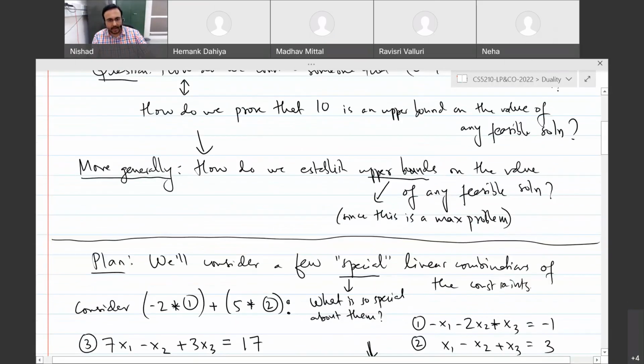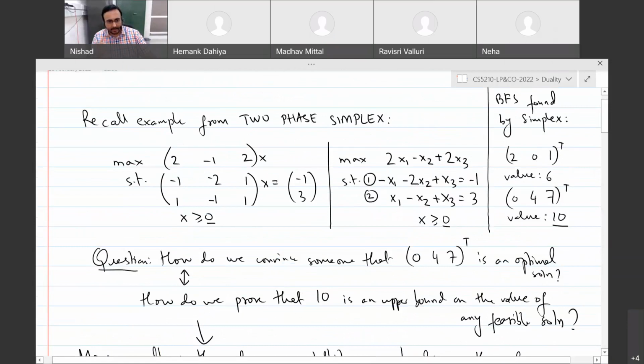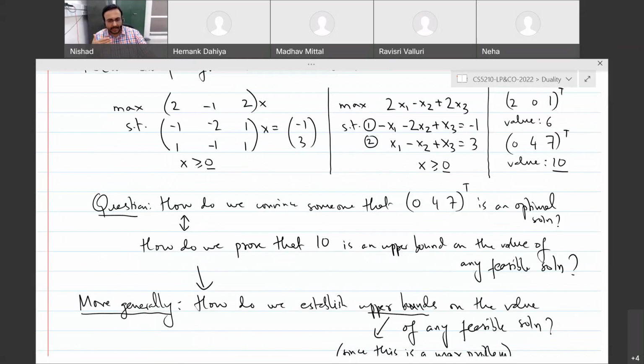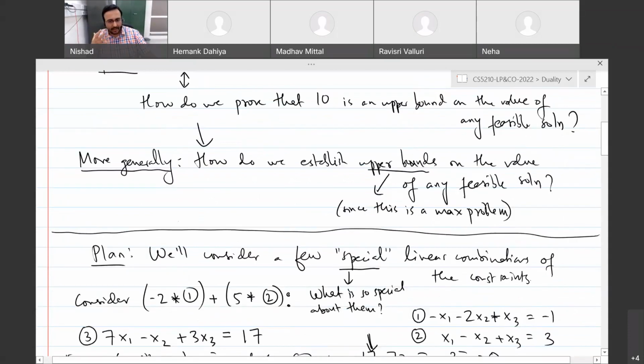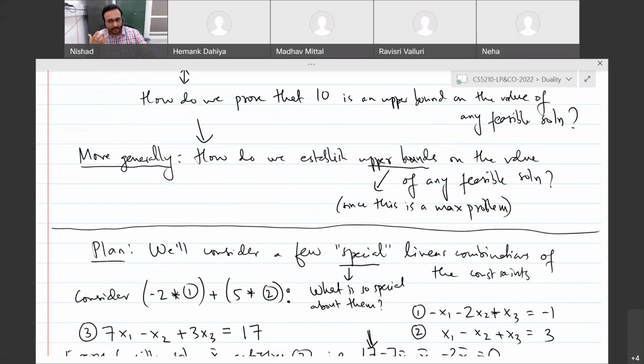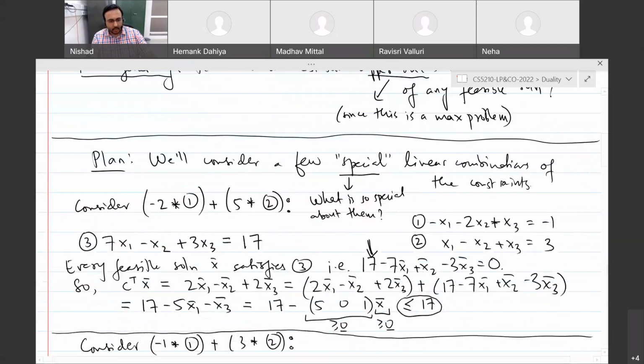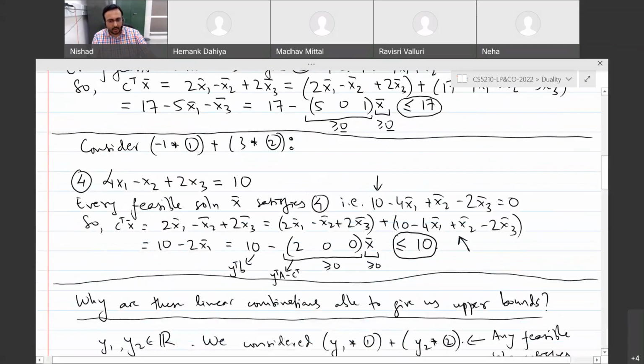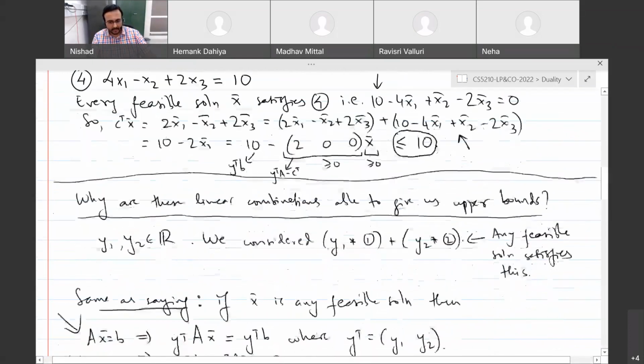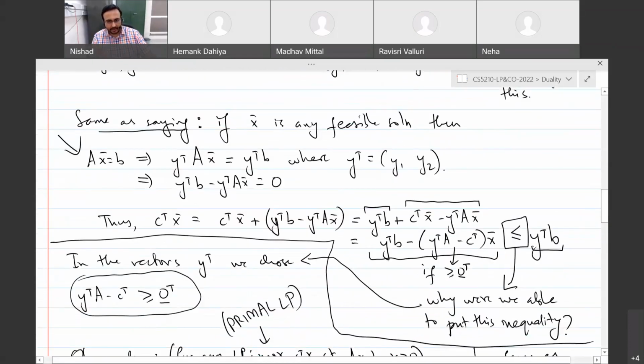Right. So the main idea was you have a maximization LP, in particular it is in standard equality form. So for a maximization LP, you want to establish upper bounds. So if you think about it this way, and then you use this plan of considering linear combinations of the constraints, right? So if you go through this derivation, you would yourself be able to figure out what conditions you really need, right? So here is the main derivation.